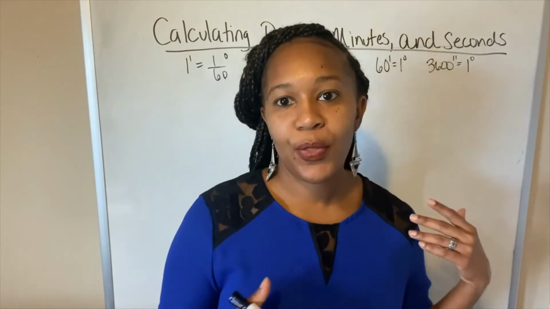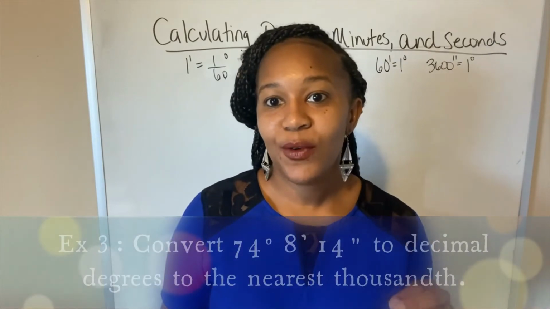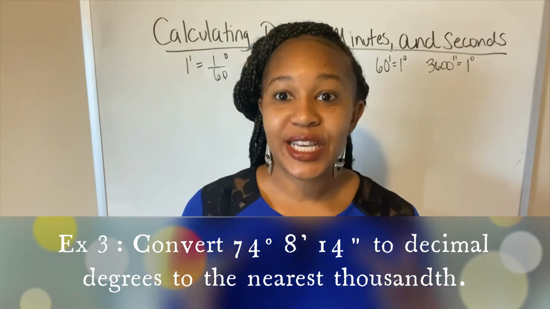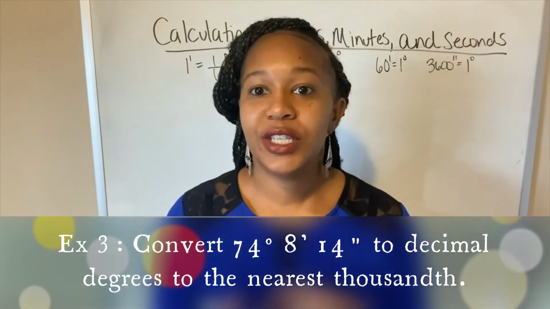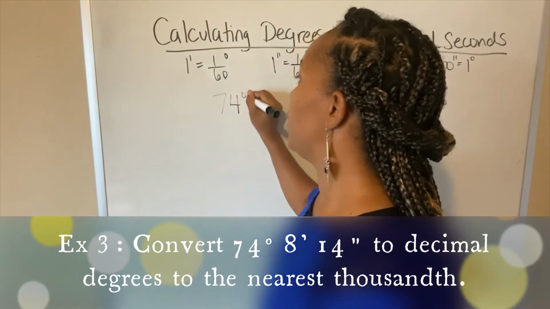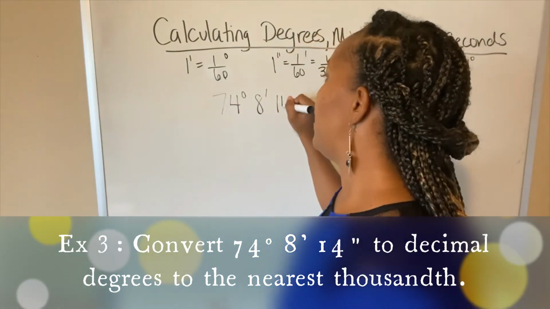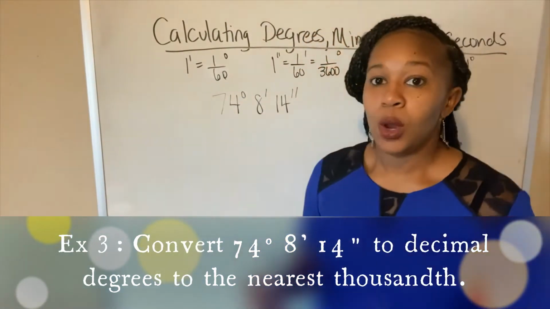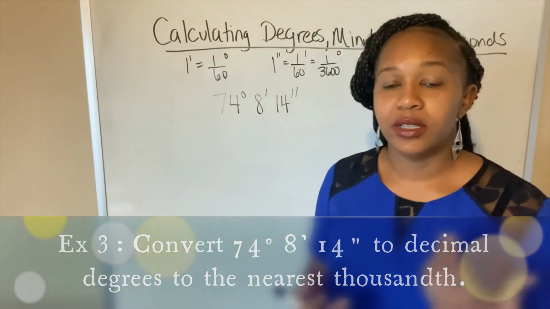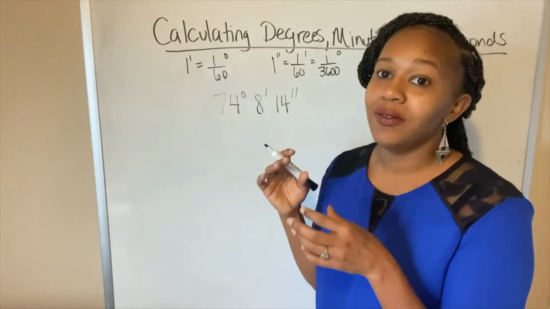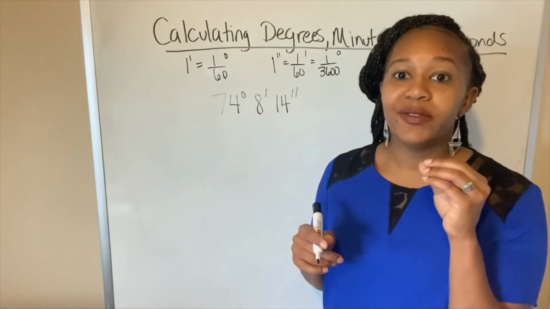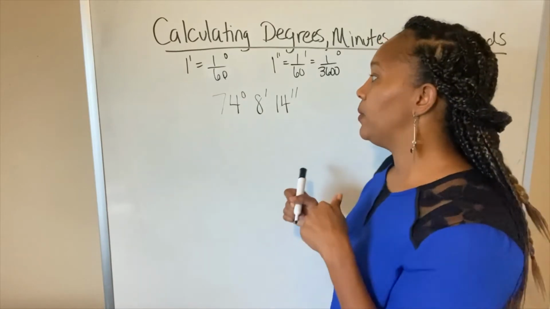Okay, for example 3, we want to convert 74 degrees 8 minutes and 14 seconds to decimal degrees, and we want to round it to the nearest thousandths, okay? So again, we're going to convert 74 degrees, 8 minutes, and 14 seconds. And we want to make it all degrees. So remember, the minutes and seconds are a fraction of a degree. So that means that's going to give us a decimal representation to go with this 74. So we need to figure out what that decimal representation is.